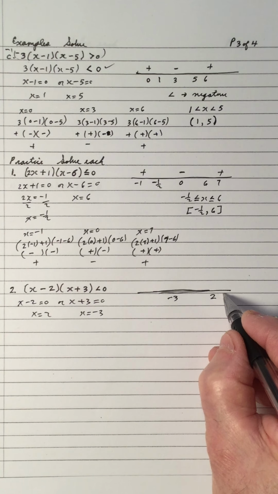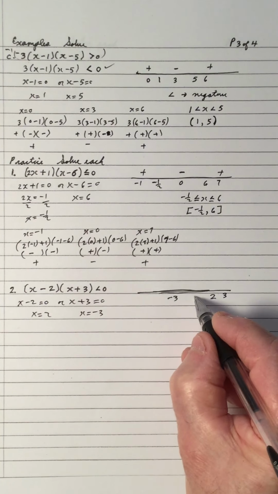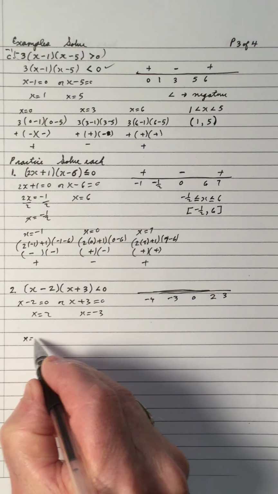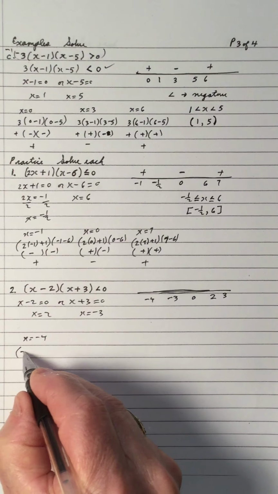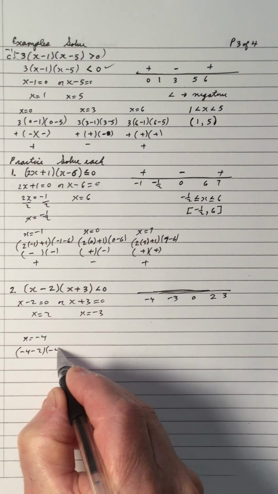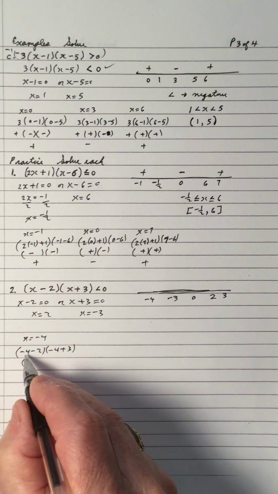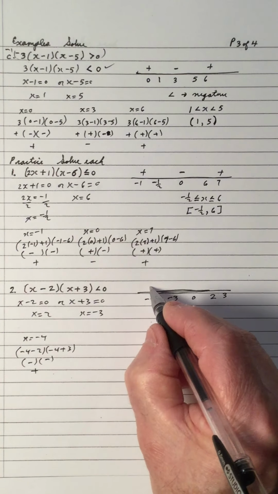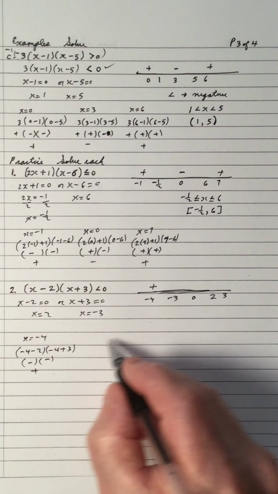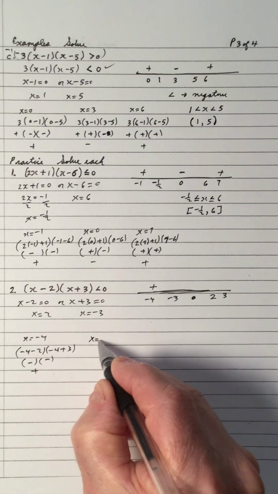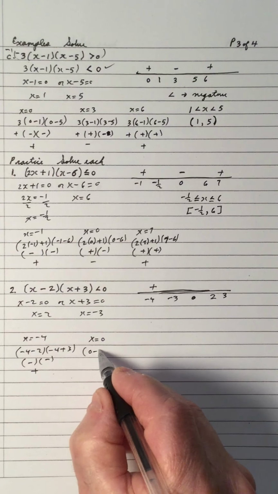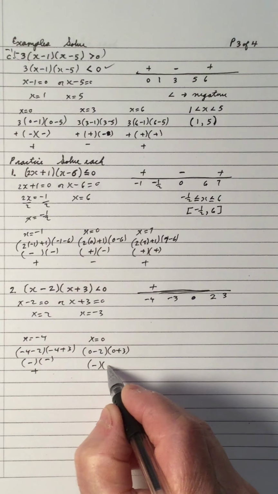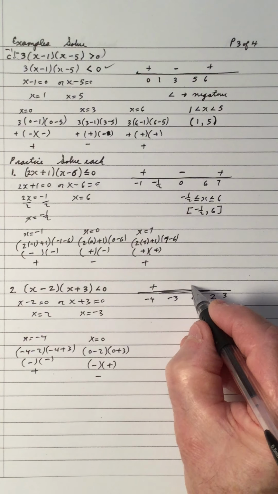Take the numbers above 2, so I'll take a 3. In between negative 3 and 2, I'll take a 0. And less than negative 3, I'll take a negative 4. Now I'll sub the negative 4 into the expression: negative 4 minus 2, negative 4 plus 3. That's a negative 6, which is negative, and a negative 1, which is negative. So that gives me a positive number. Now we have to deal with the 0. Check on the 0: 0 minus 2, 0 plus 3. That's a negative, a positive, and the product is a negative number.